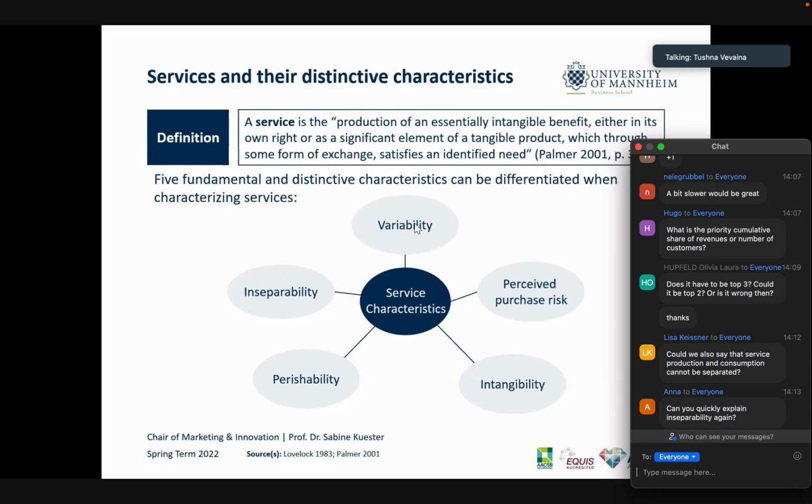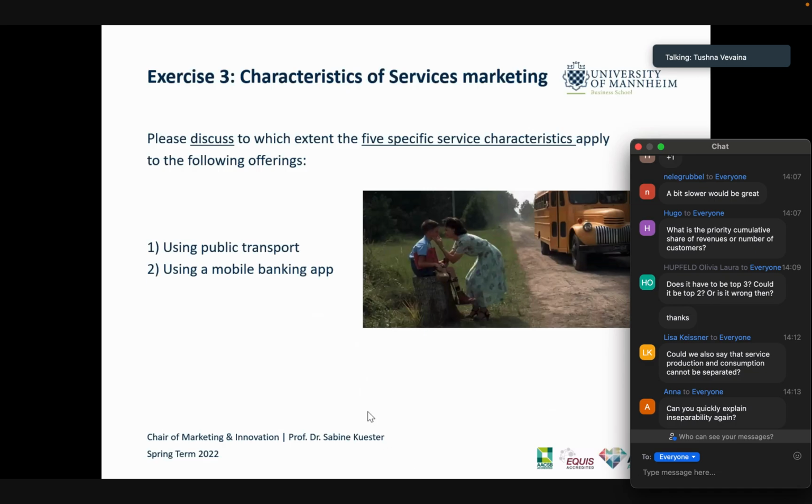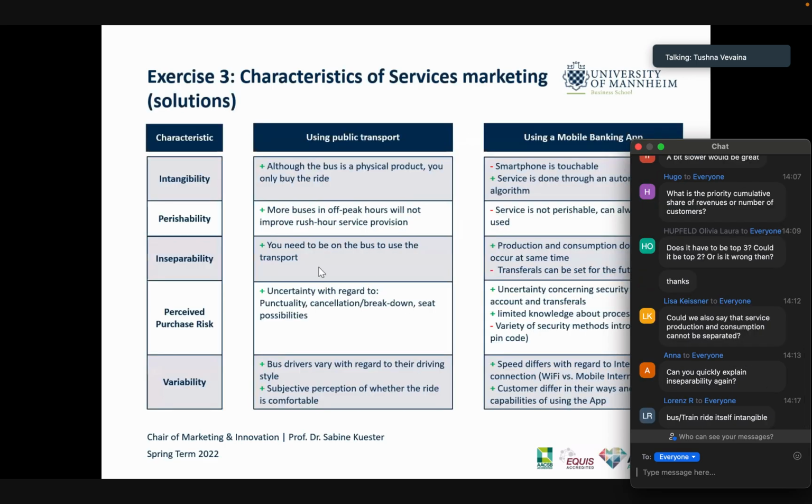Then you have this question where you're asked to discuss the 5 specific characteristics we saw and apply them to 2 examples: public transport and mobile banking app. Before showing the solution, does anyone want to answer for public transport, the first characteristic that we saw? Let's pick up something easy. Let's pick up tangibility. Does anyone want to answer with respect to tangibility for these 2 examples? Okay, so let me then go ahead and show the solution.